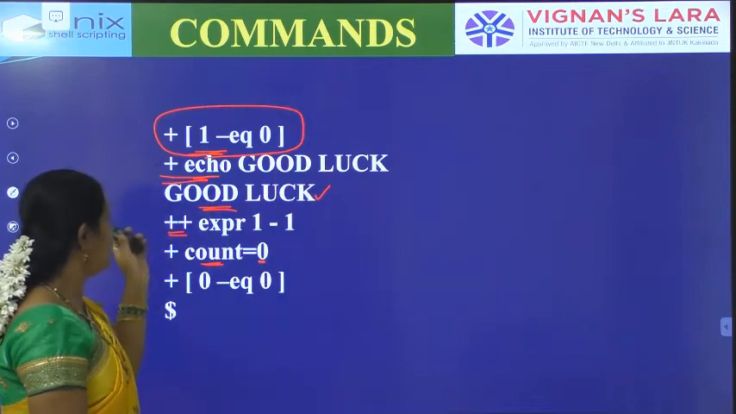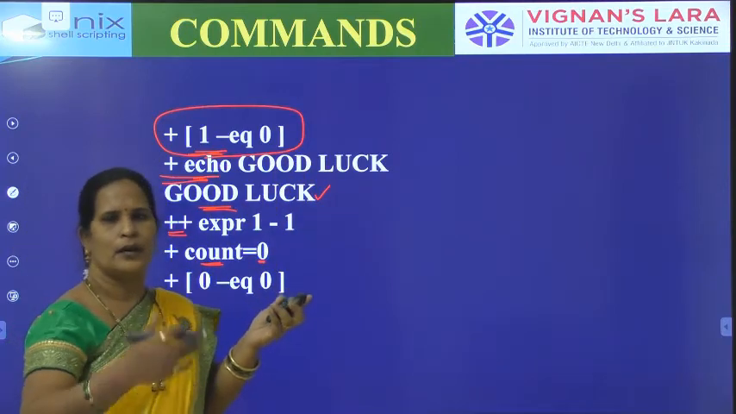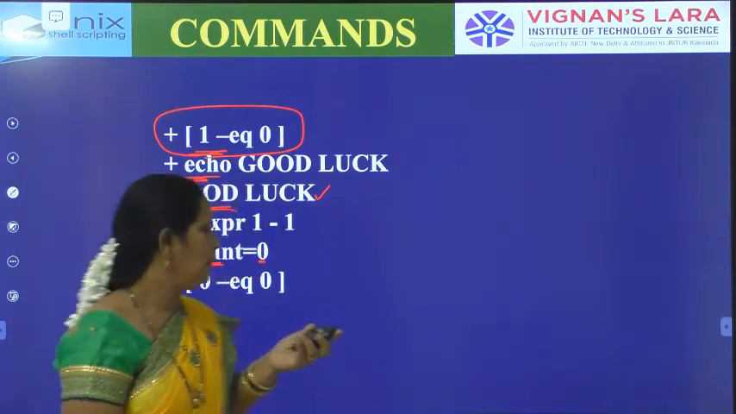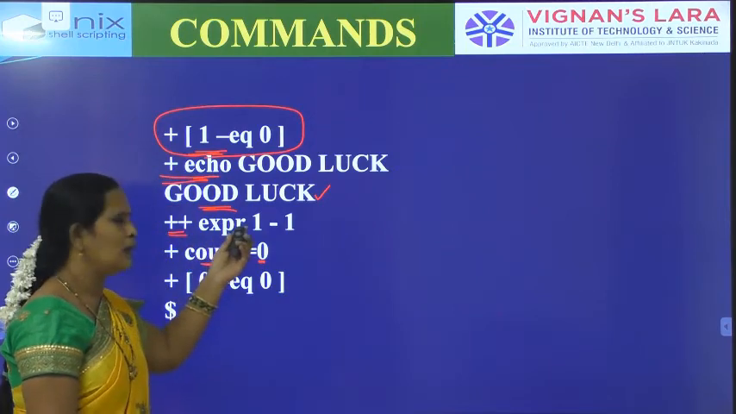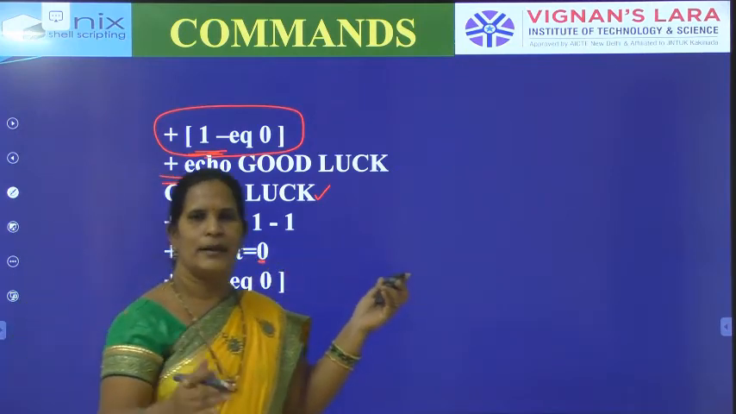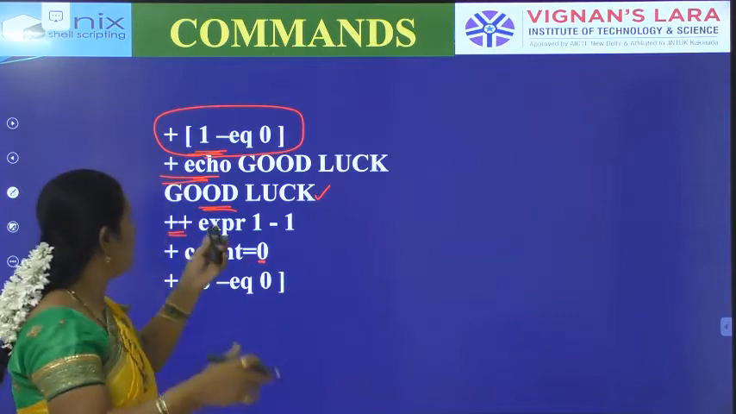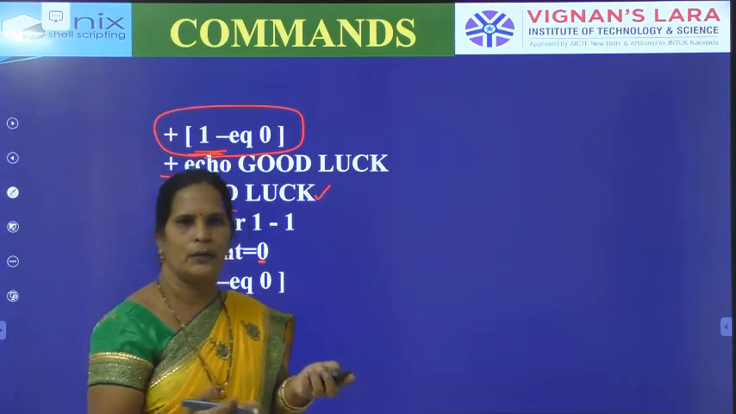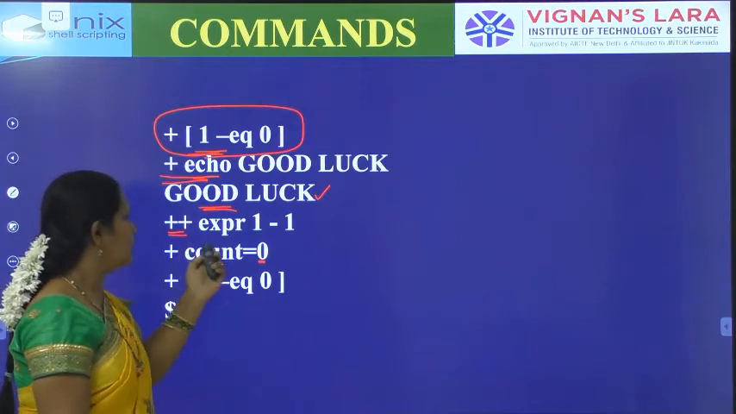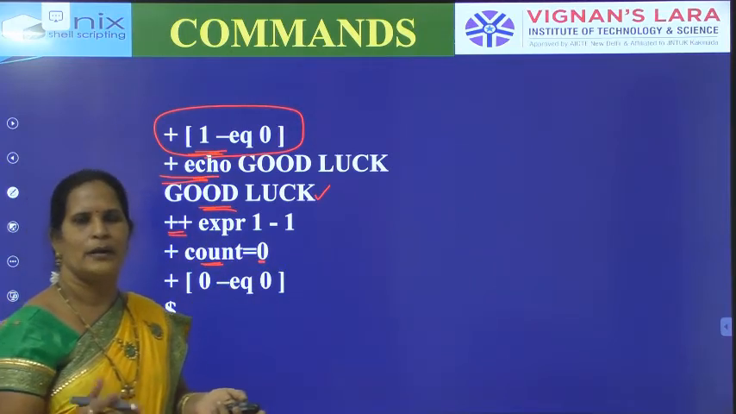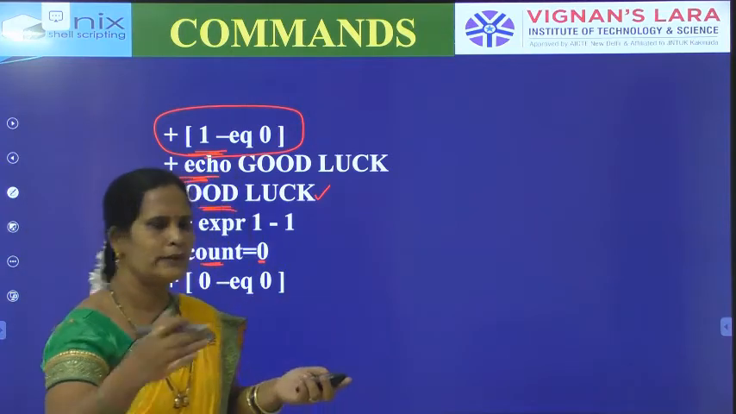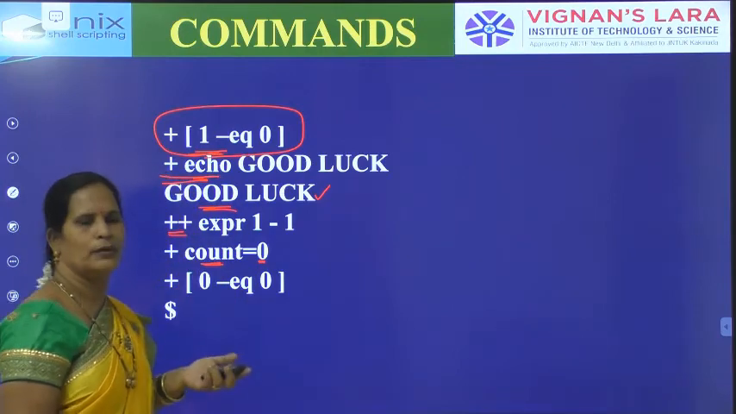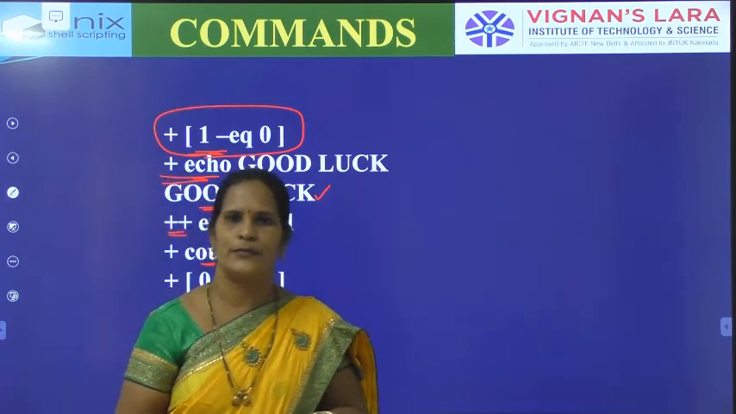Next, once again the count value will be decremented. So expr space dollar count space minus space 1. Instead of dollar count, it is going to substitute the value 1 because the count value is equal to 1 only. So expr space 1 minus 1. 1 minus 1 is equal to 0. This 0 is assigned to the variable count. Now the value of count is equal to 0.